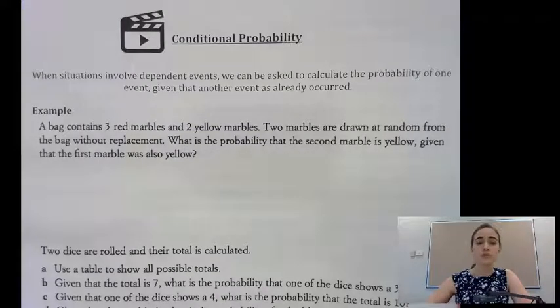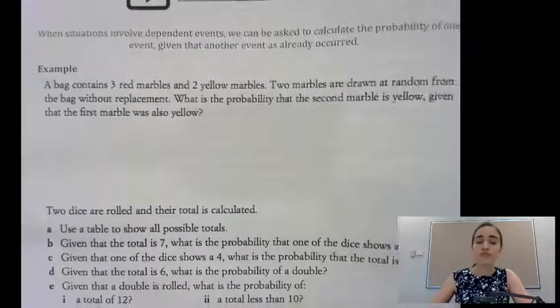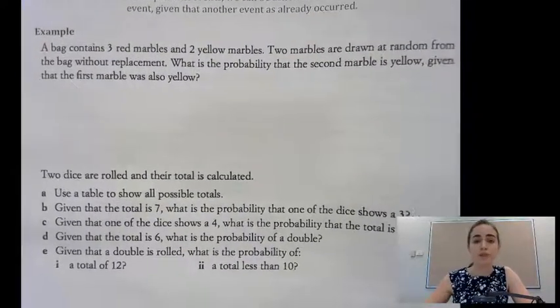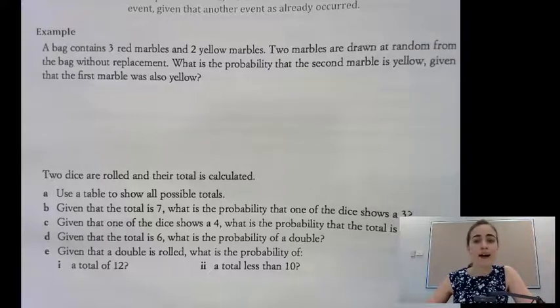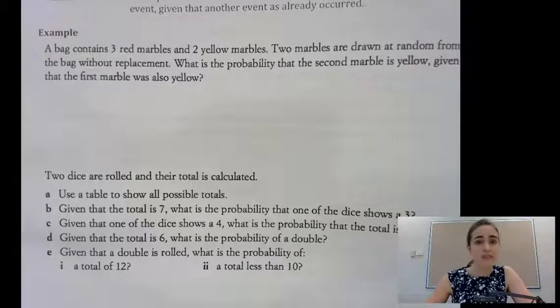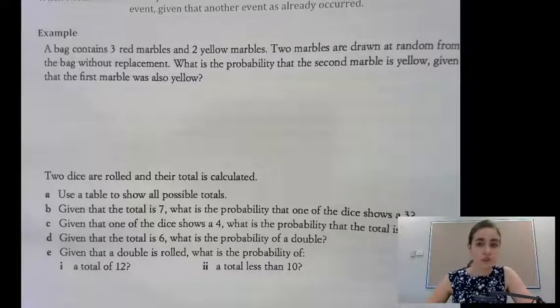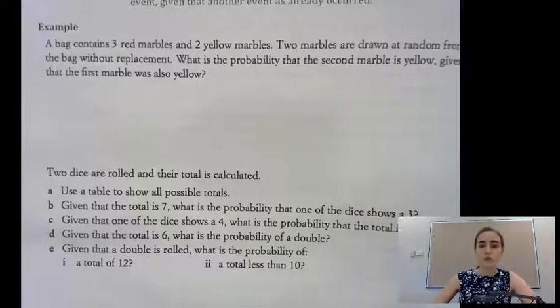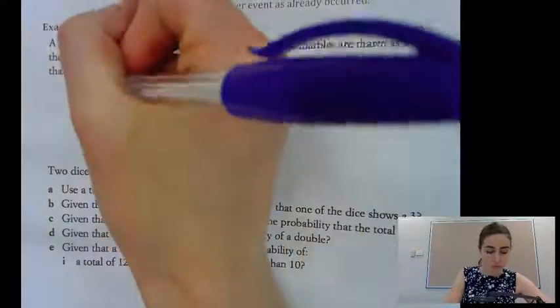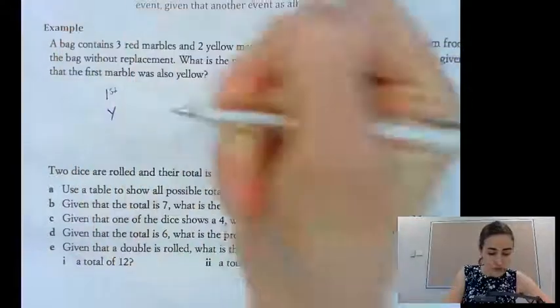So for example, we've got a bag that contains 3 red marbles and 2 yellow marbles. We're going to draw 2 marbles from the bag at random without replacement. It's asking us what is the probability that the second marble is yellow given that the first marble was also yellow. So if we know that the first marble was yellow, we can write "the first was yellow."